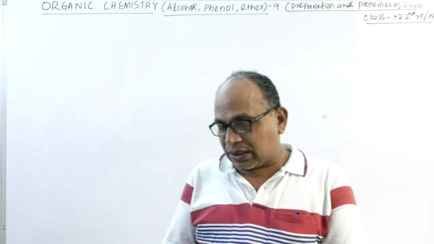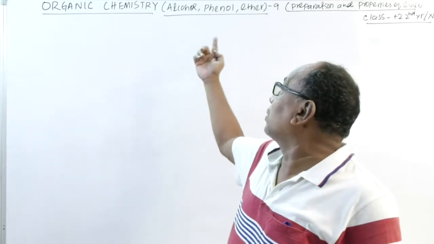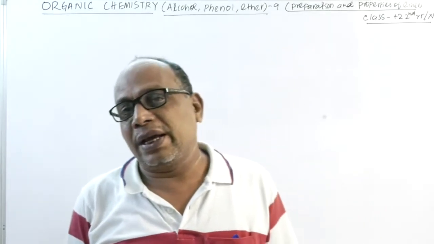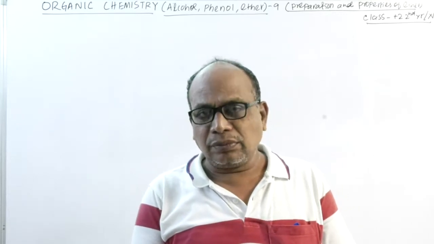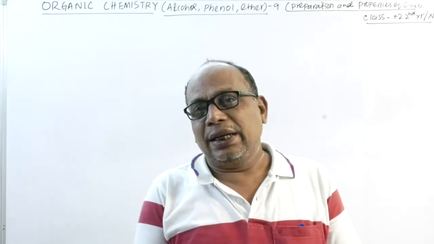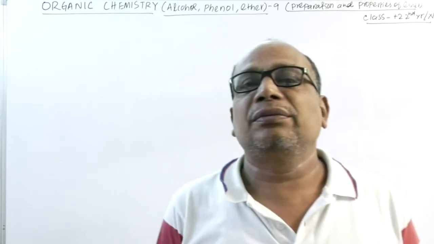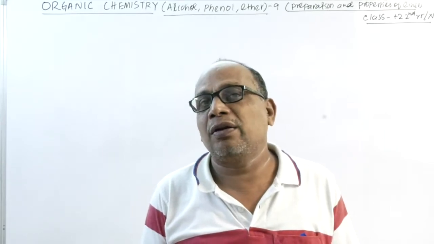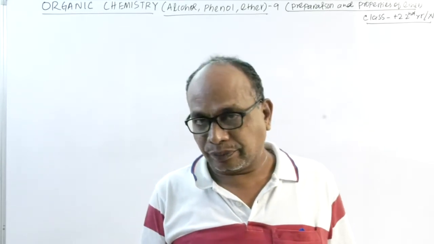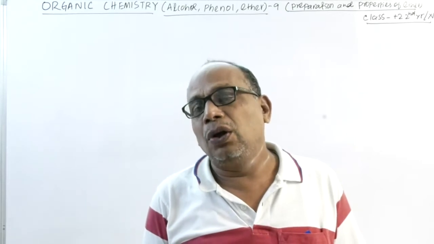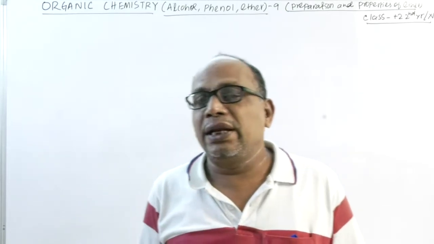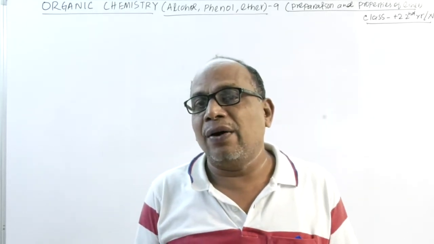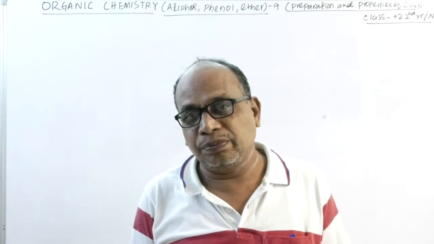Last class, in class number 8, we discussed some characteristics of phenol and some uses, and some introduction about the ether. Ether is nothing but the dialkyl derivative of water, meaning the two hydrogen atoms of a water molecule are replaced by the same or different alkyl groups, or an alkoxy derivative of alkane. The hydrogen atom of an alkane molecule is replaced by the OR group, that is called the alkoxy group.